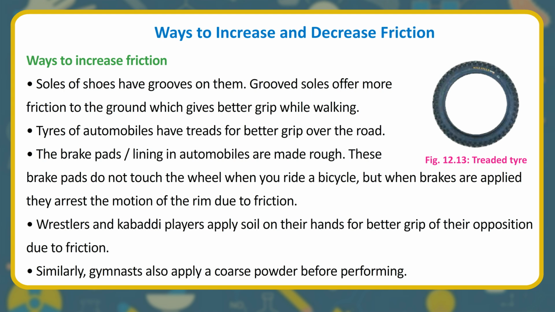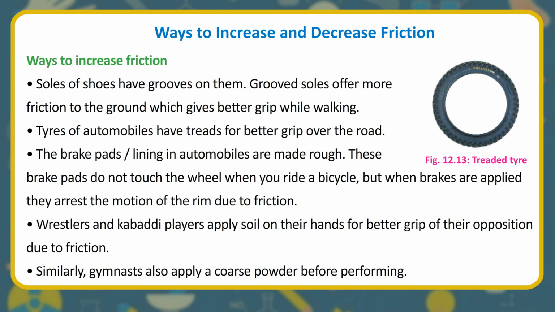Ways to increase friction. Soles of shoes have grooves on them. Grooved soles offer more friction to the ground, which gives better grip while walking. Tires of automobiles have treads for better grip over the road. The brake pads lining in automobiles are made rough. These brake pads do not touch the wheel when you ride a bicycle, but when brakes are applied, they arrest the motion of the rim due to friction.